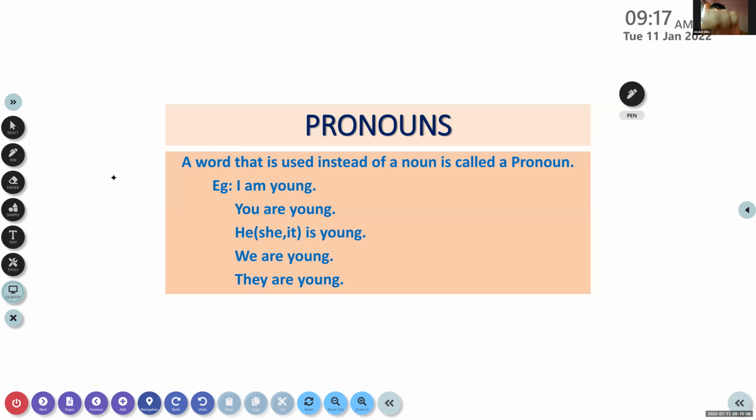Okay, listen, let's continue. A word that is used instead of a noun is called a pronoun. I am young. You are young. He, she, it is young. We are young. They are young. So many pronouns we are learning here. As I said, there are personal pronouns. We are going to learn about the personal pronouns. What are the personal pronouns?